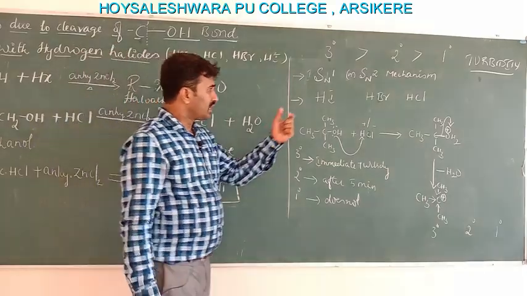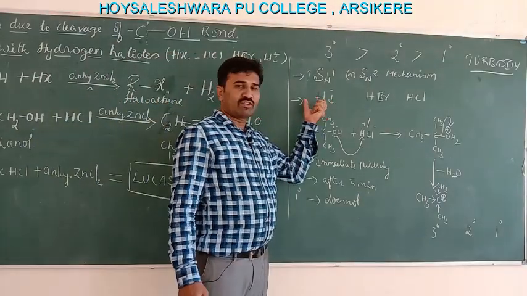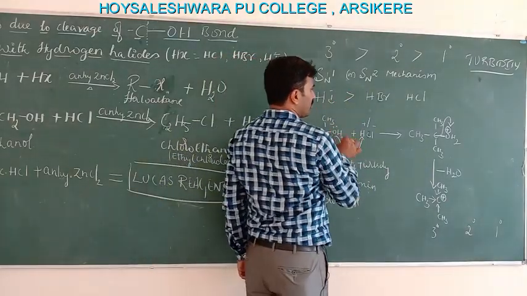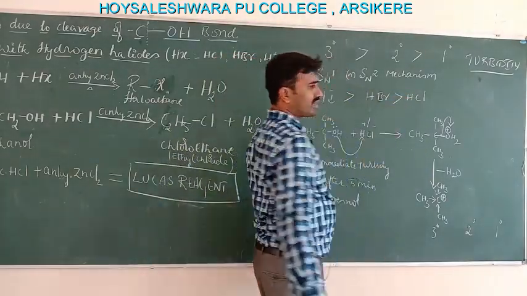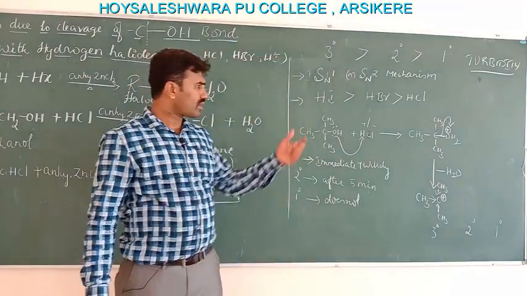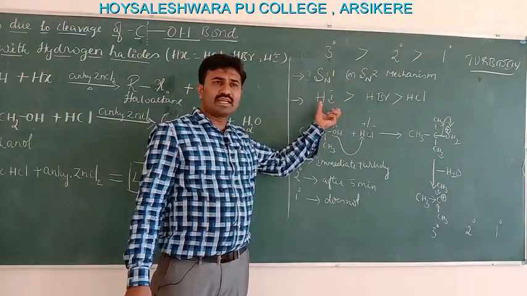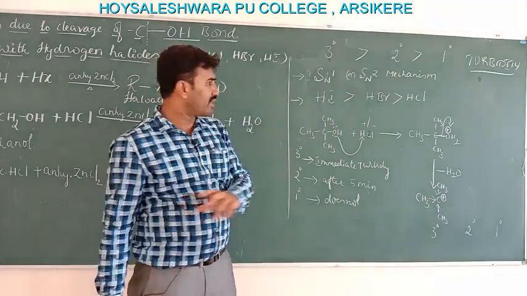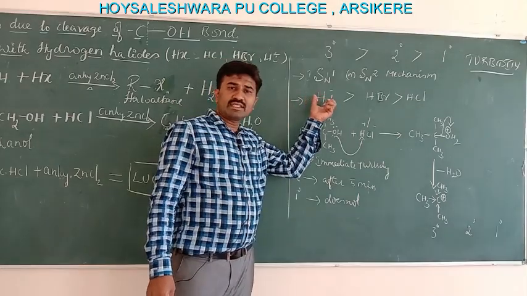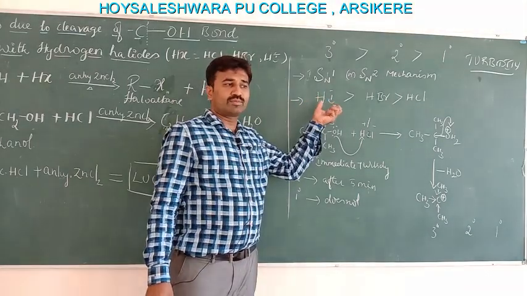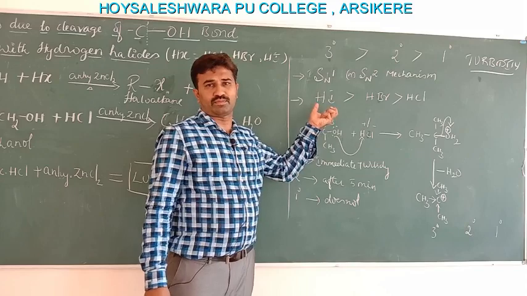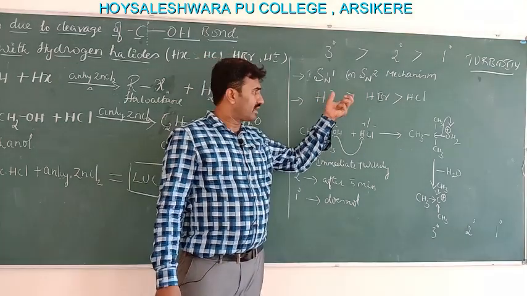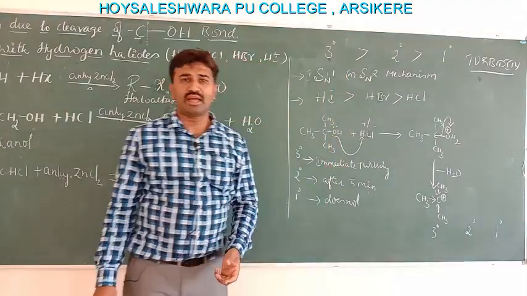So next, the order of reactivity of various hydrogen halides is: HI is more reactive than HBr, and HBr is more reactive than HCl, because HI is a strong acid when compared to HBr and HCl. In case of HI, it doesn't require any catalyst. It can proceed with the reaction alone. Therefore, HI is more reactive than HBr. HBr is more reactive than HCl.